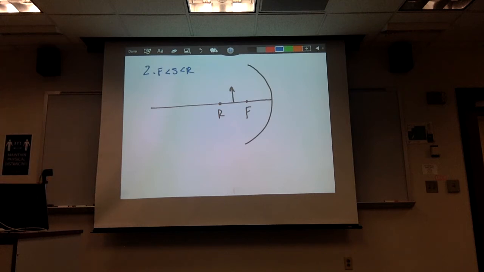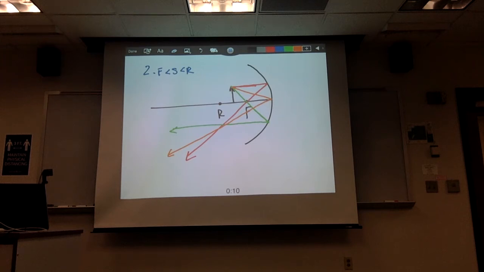Again, we're going to do the same thing. We draw principal ray number one, which is the one that goes parallel to the principal axis, hits the mirror, and then gets reflected through the focal point. This is ray number one. Ray number two, that green, comes through the focal point, hits the mirror, and then gets reflected parallel to the principal axis, something like this. And finally, ray number three is the one that hits the back of the mirror and then gets reflected off, and it's going to do something like this.